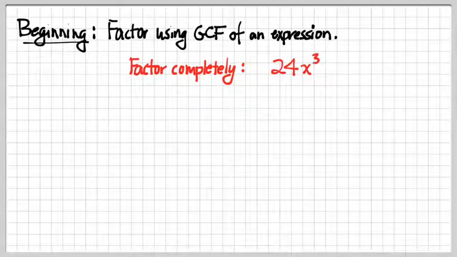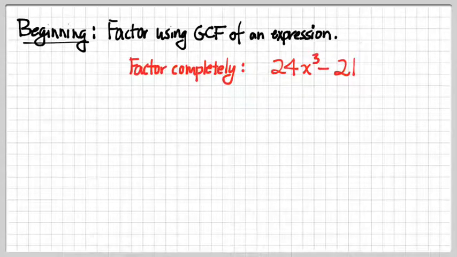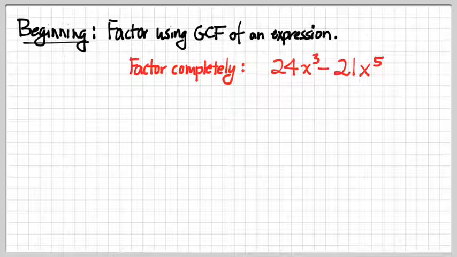24x to the third minus, let's see, why don't we do 21x to the fifth. So here's something that I'd like to factor completely, and it's only got 2 terms in it. We're going to talk in a little bit about a new method for factoring things that only have 2 terms in them, but this is one that we won't need that method for.